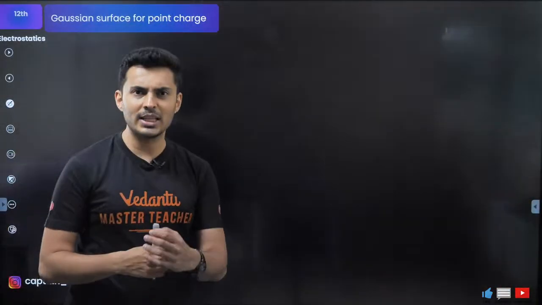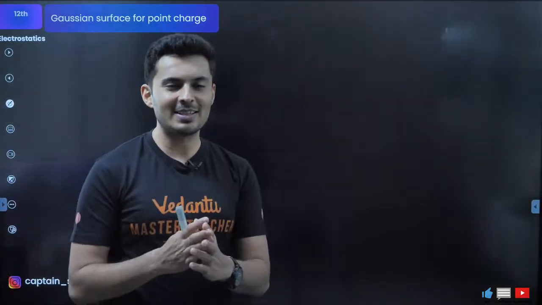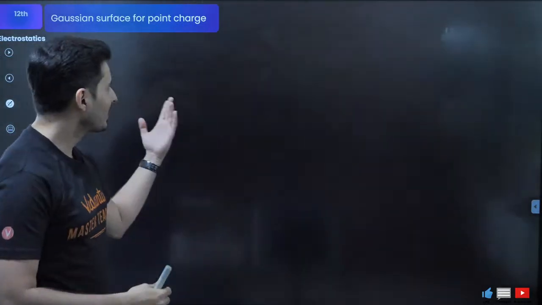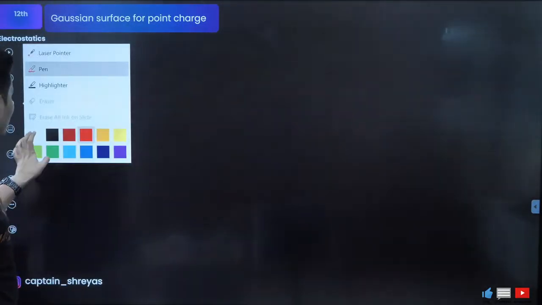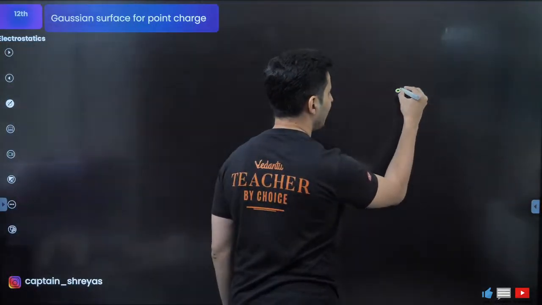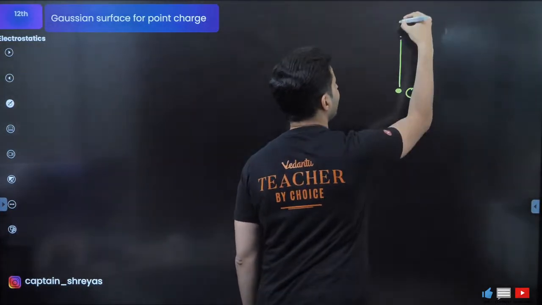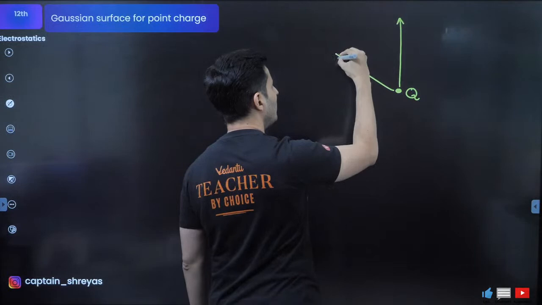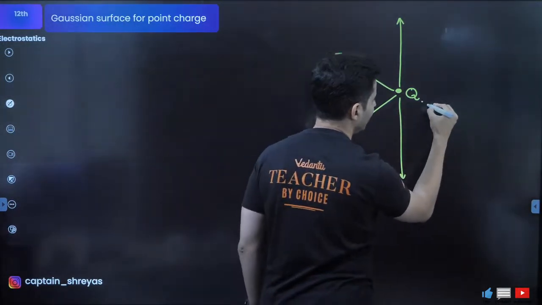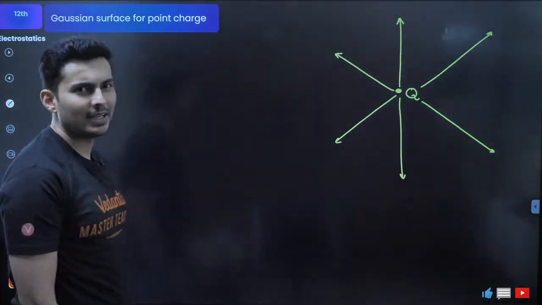I will start with the application of Gaussian law to a point charge. You will see some very interesting thing. Then we'll go to line charges and maybe something else. Let's start by applying Gaussian law to a point charge. Now we all know if I have a point charge, let's say Q, the electric field lines coming out of it will look something like this. So I'm just going to show the electric field lines coming out of a point charge. These are the electric field lines.